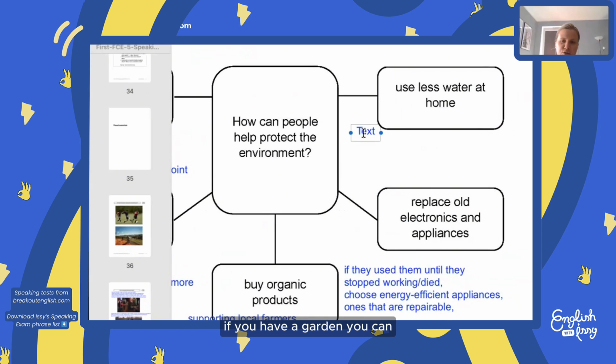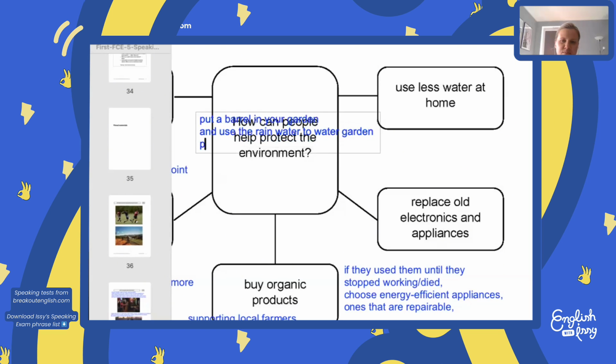If you have a garden, you can, for example, put a barrel in your garden and catch rain in the barrel and then use this water to water your plants in the garden. I like it.